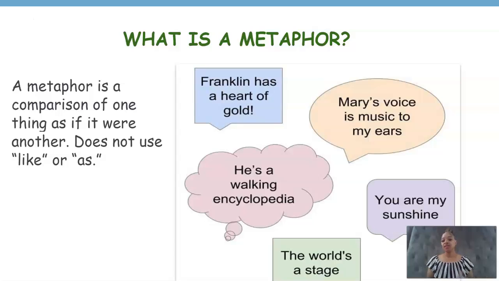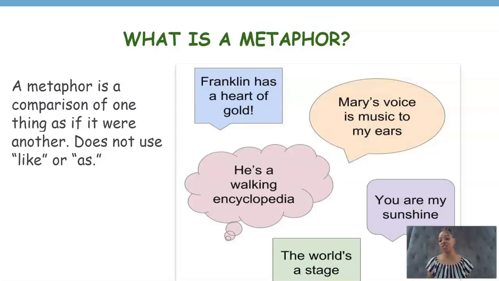So let's look at some of the examples we have here on this image. Franklin has a heart of gold. That is a simile. That's a metaphor. You'll notice that it's not using like or as here. So, metaphor. Mary's voice is music to my ears. One of actually my favorite metaphors is he's a walking encyclopedia. That's actually one of my favorites.